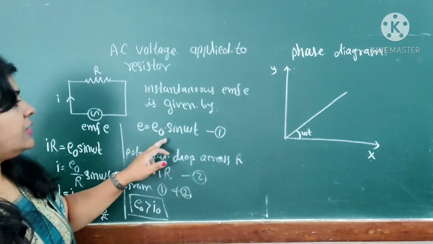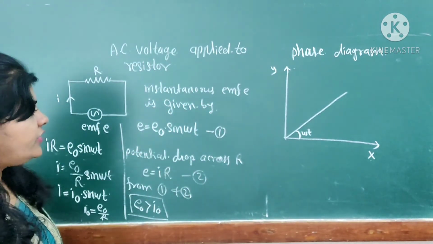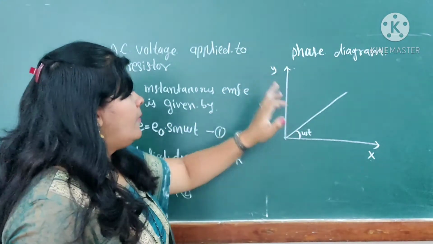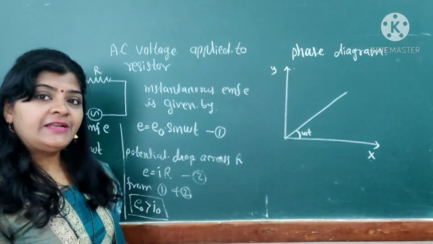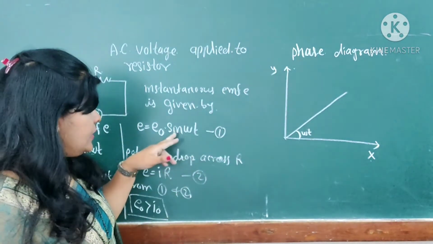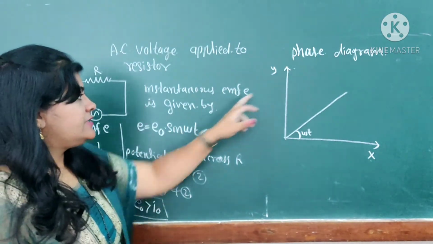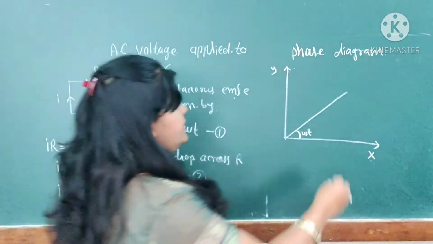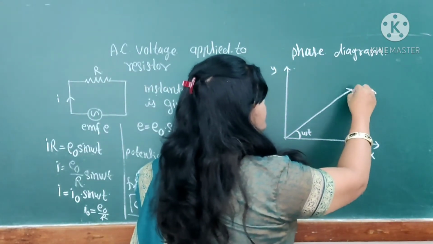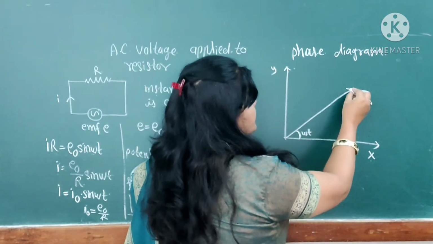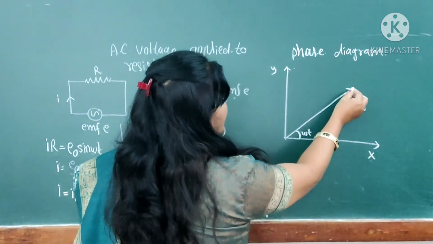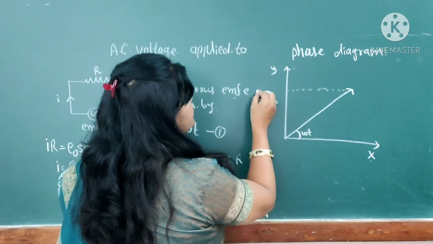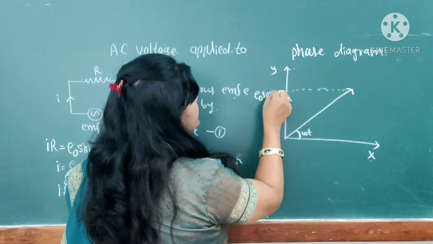E naught is the length of the arc, used as the peak value of it. It is a sin function, that's why we take the projection on the y-axis. If it were a cos function, we would take the projection on the x-axis. Now here the sin function is there. Definitely you take the projection on the y-axis, which gives the instantaneous EMF. Like that, this is the length of the peak value of the EMF, and if you take its projection, this will be E naught into sin omega t.